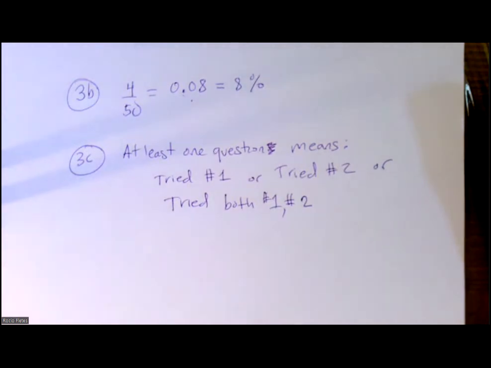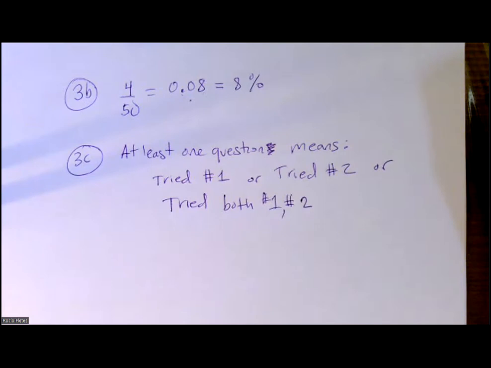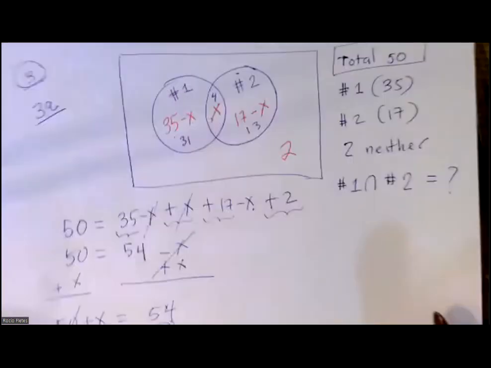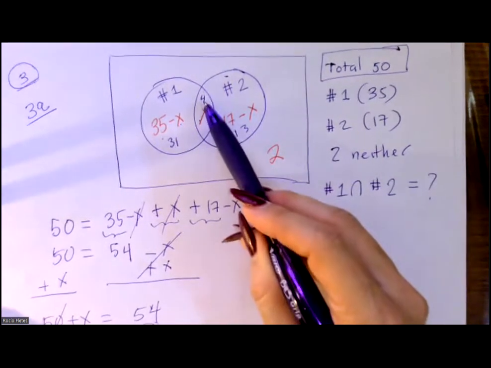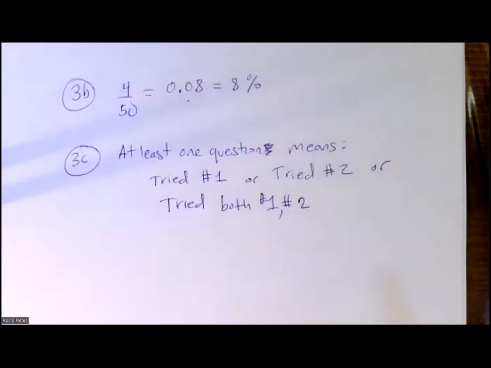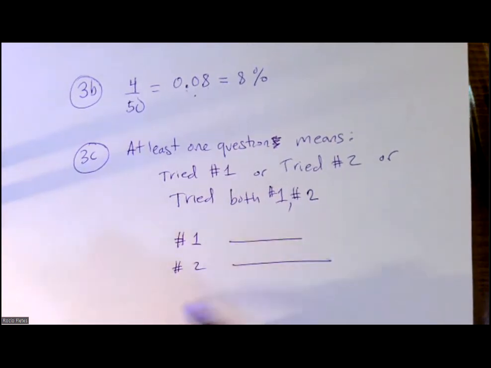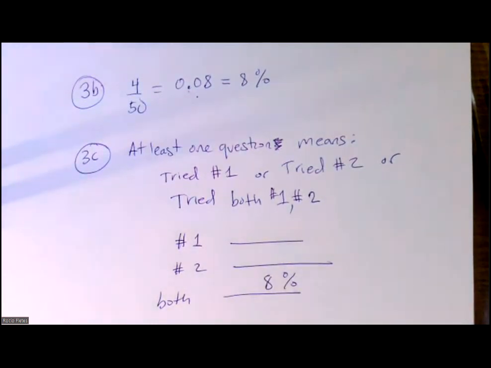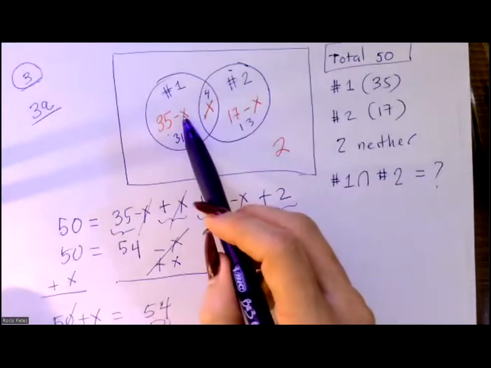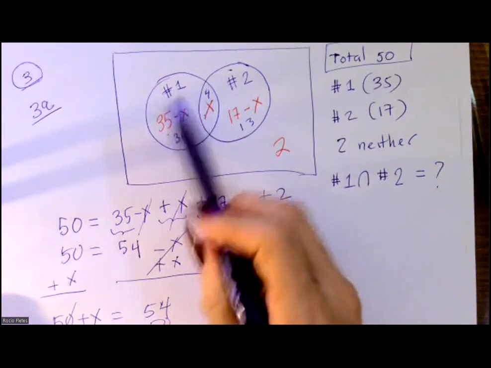So let's go back to the drawing I had here. So how many people tried both? So both we know is 8%, is 4 out of 50, right? So number one, we'll come up with a number, then number two, and then both. Both we know it's 8%, so we can just write 8% here. Okay, but for number one, how many people tried at least number one here? Remember not to double count. You already have this part here, so you're only going to focus on the part outside.